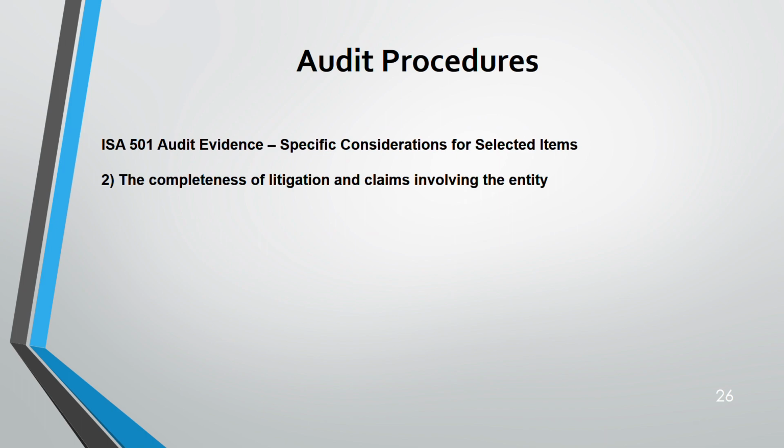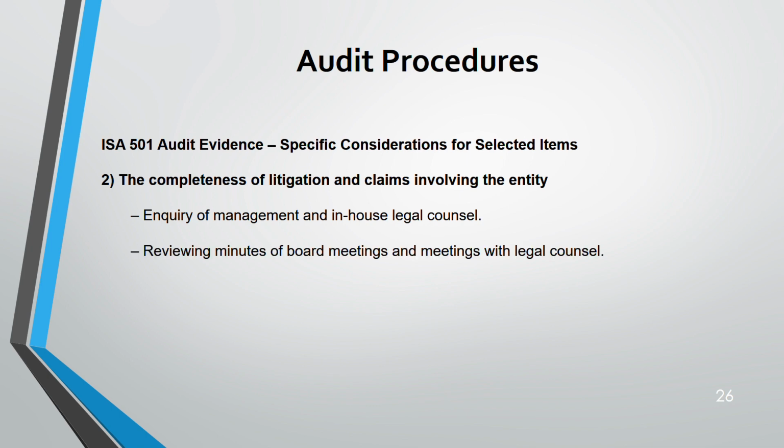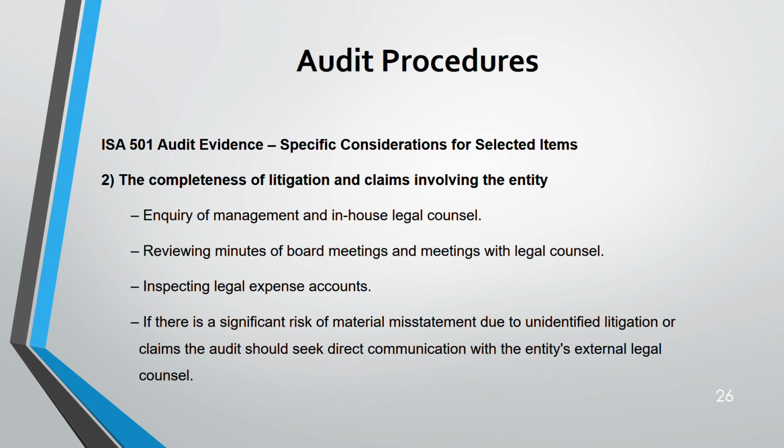Next is litigation. That is regarding provision and all. Here you have to ask your manager. Next, review minutes of meetings or meetings with your counsel. Inspect your legal expense. And if there is a significant risk of material misstatement because you have not identified litigation, then directly communicate with the lawyer.